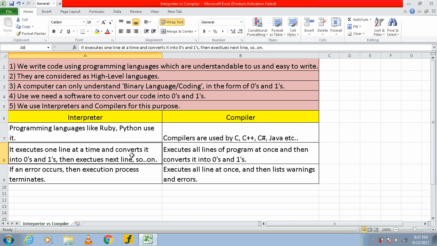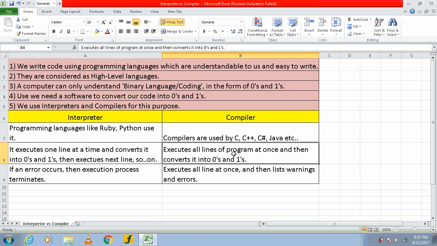So, an interpreter executes one line of code at a time and converts it into zeros and ones, then moves to the next line, then executes, then converts it into zeros and ones. So it goes on line by line. This is how an interpreter executes.